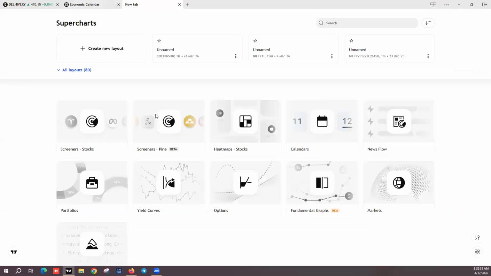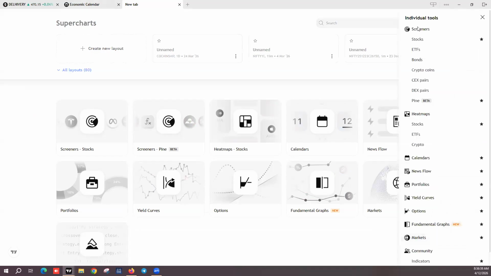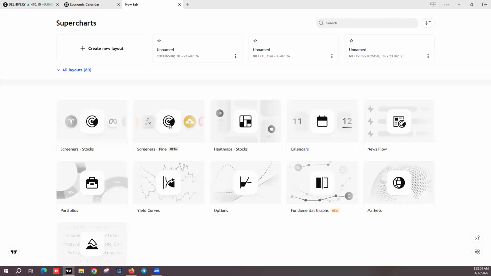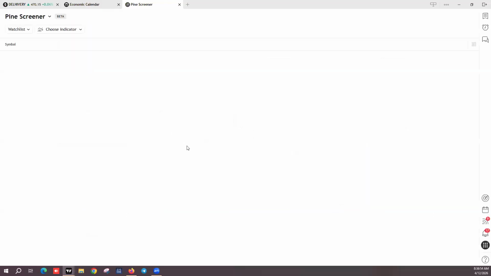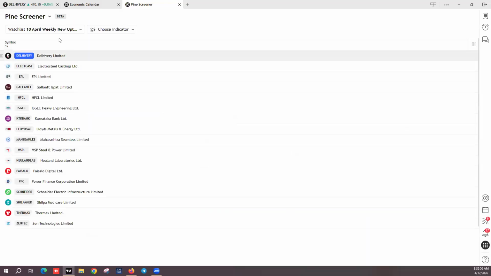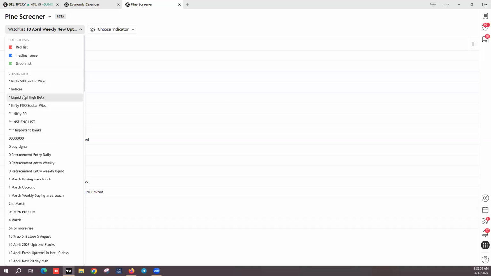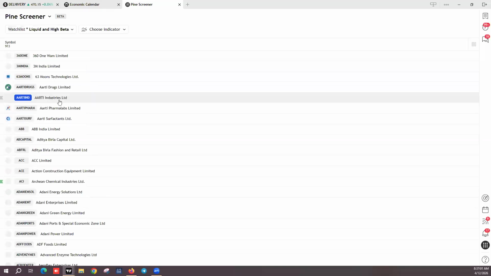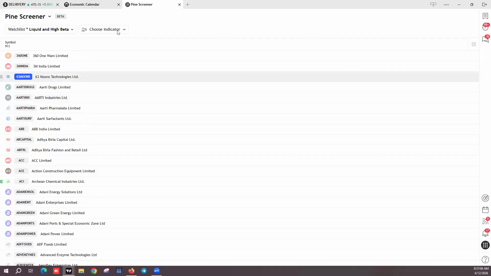Then here, if you don't see the Pine screeners, click here and from here you can star mark them. There are screeners: stock screener and Pine Beta screener. I have star marked the Pine Beta screener, which is this screener. Click on the Pine Beta screener and then we'll check the liquid high betas list. You can select any watch list you want, then choose the indicator.